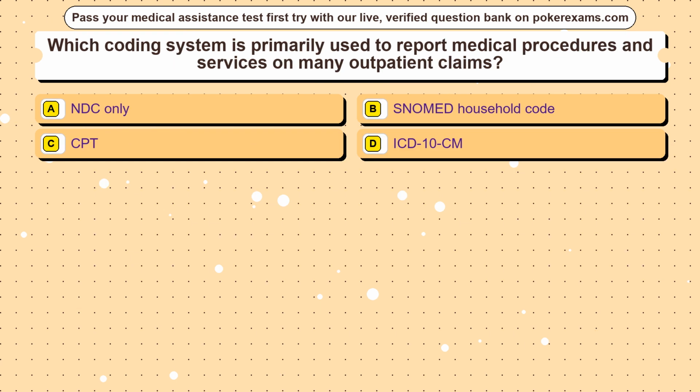Question 62. Which coding system is primarily used to report medical procedures and services on many outpatient claims? Option A, NDC only. Option B, SNOMED household code. Option C, CPT. Option D, ICD-10-CM.